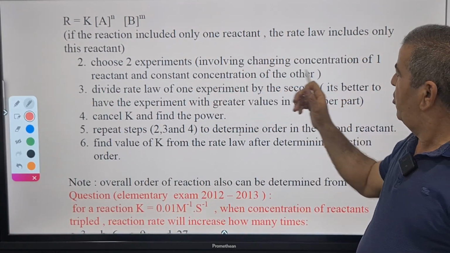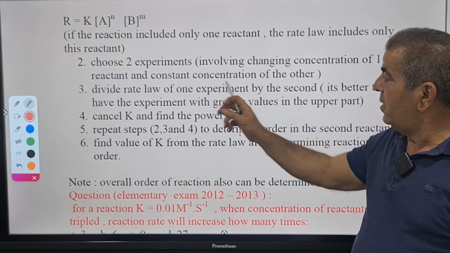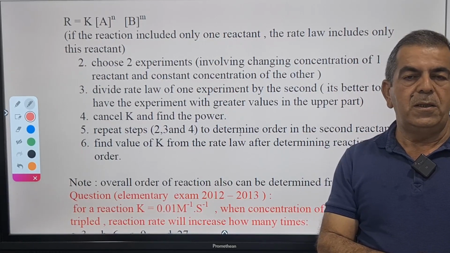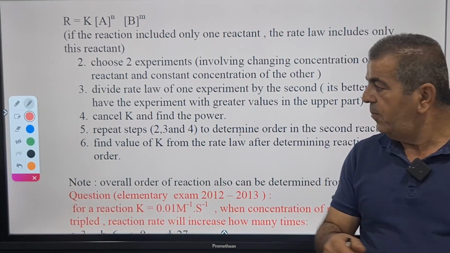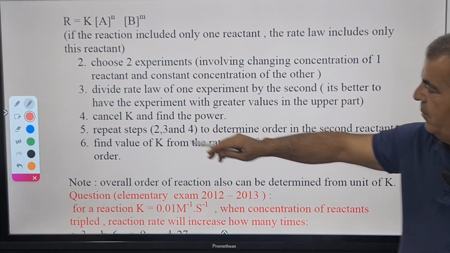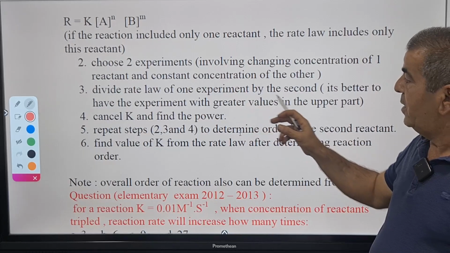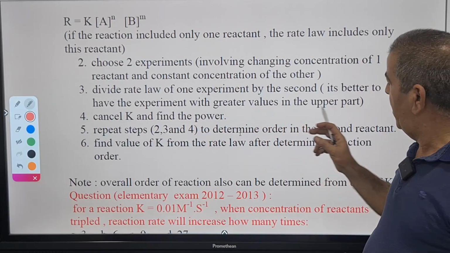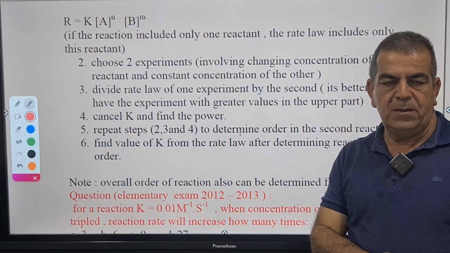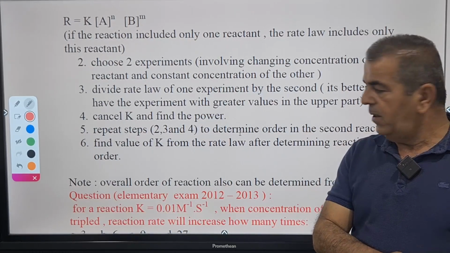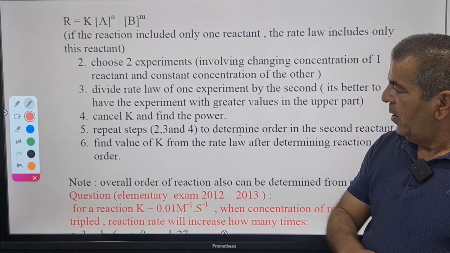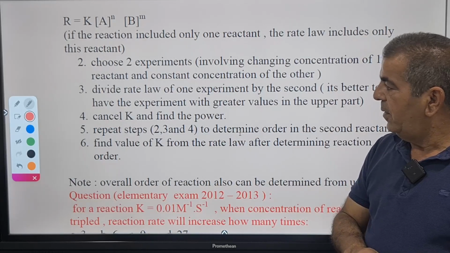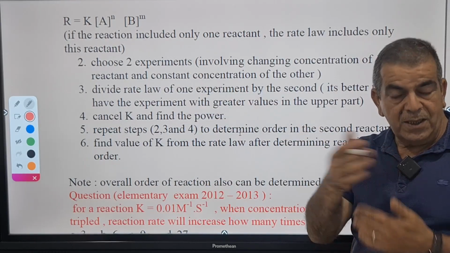Choose 2 experiments involving change in concentration of one reactant and constant concentration of the other. So you can find from these 2 experiments the order of the first reactant that changed. Second, divide rate law of one experiment by the second to have the experiment with the greater value on the upper part. It's better to have the experiment involves the higher rate in the numerator. So cancel K because K is constant. Repeat the steps 2, 3, and 4 for the second reactant.